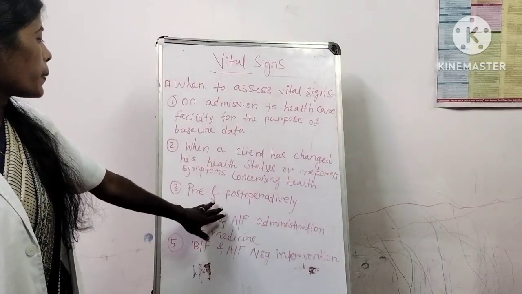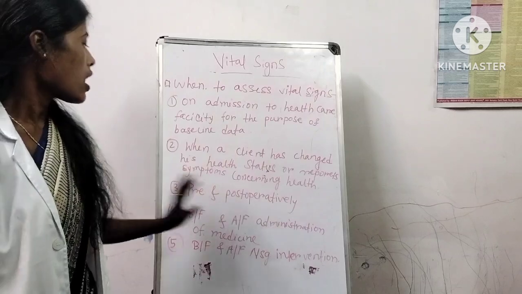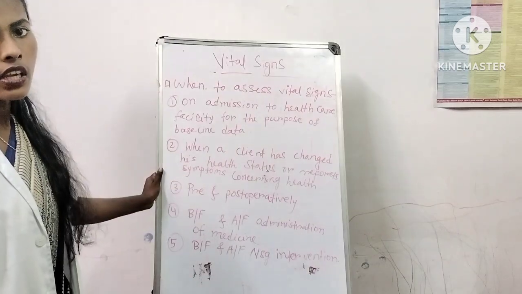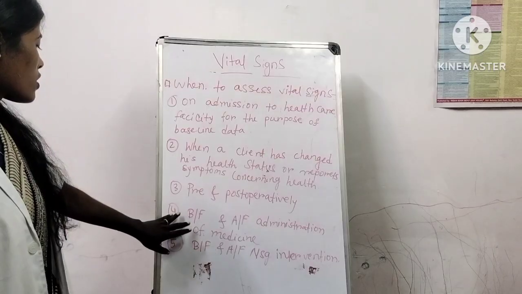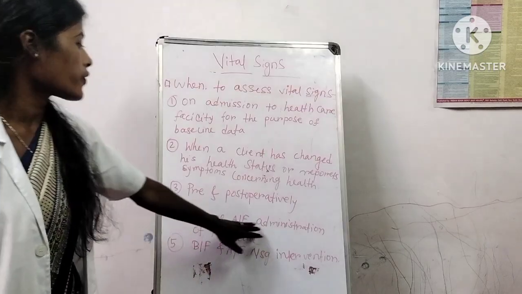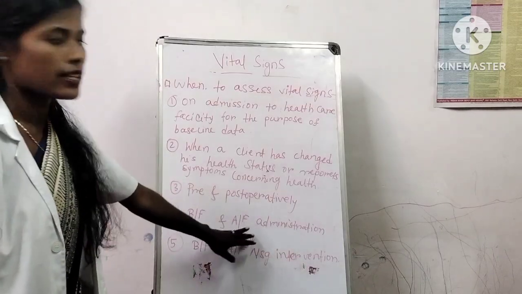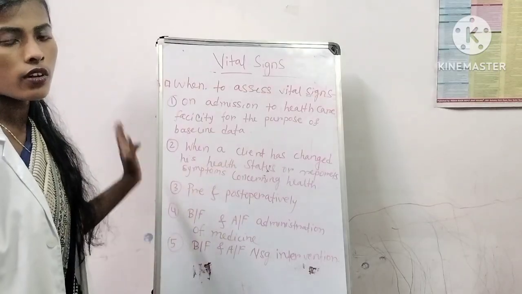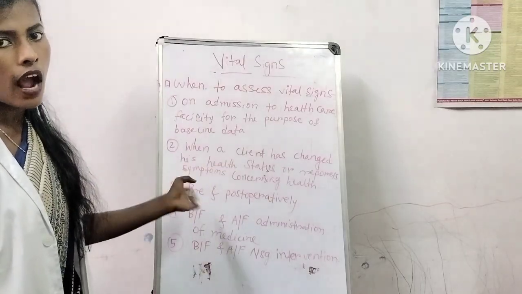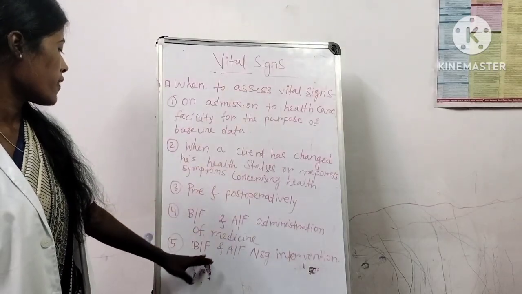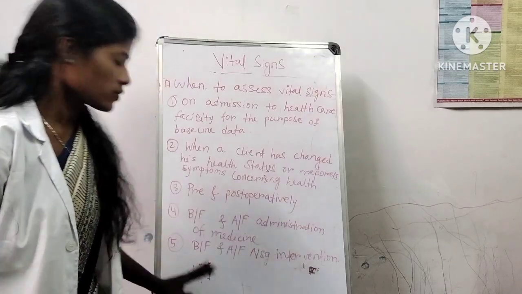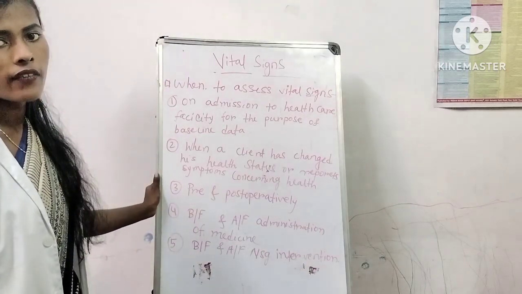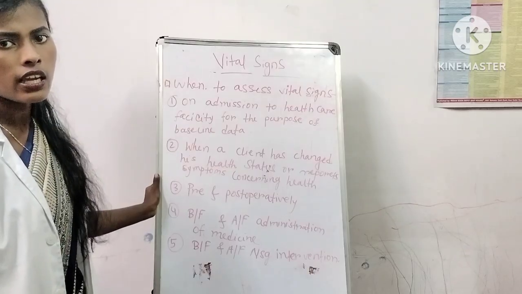Third, pre and post operatively, before and after surgery, we are checking the patient's vital signs. Fourth, before and after administration of medication. If we are giving medication, we check the patient's vitals before and also after. Fifth, before and after nursing intervention. Before and after a nursing intervention we also check vital signs.